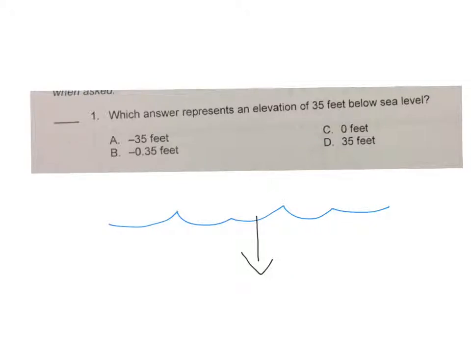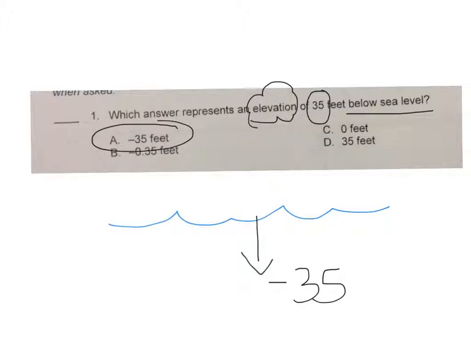Which answer represents an elevation of 35 feet below sea level? So they tried to trick you with this word elevation, but you were too smart because you know that 35 feet below sea level would be negative 35 feet. So A was the correct answer.